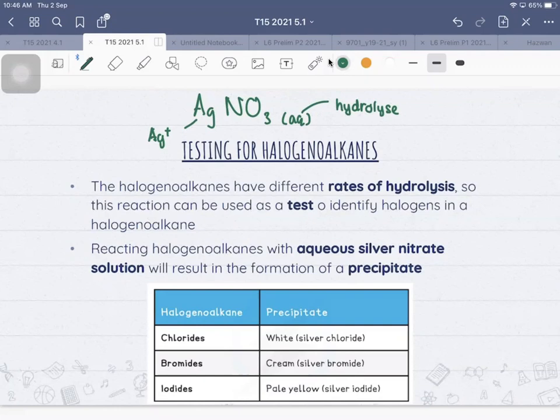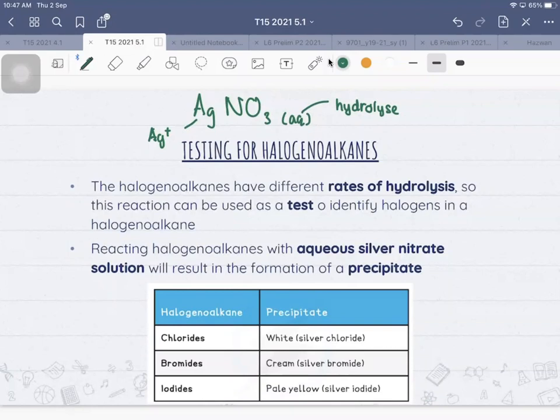If you remember the tests for halides under your qualitative analysis notes, you will use silver ions. Because silver ions produce precipitate with chloride, bromide, and iodide, producing different colored precipitates as well, we can use this as a test. We can also use this to study the rates of hydrolysis. How fast is the precipitate being formed? How slow is the precipitate being formed?